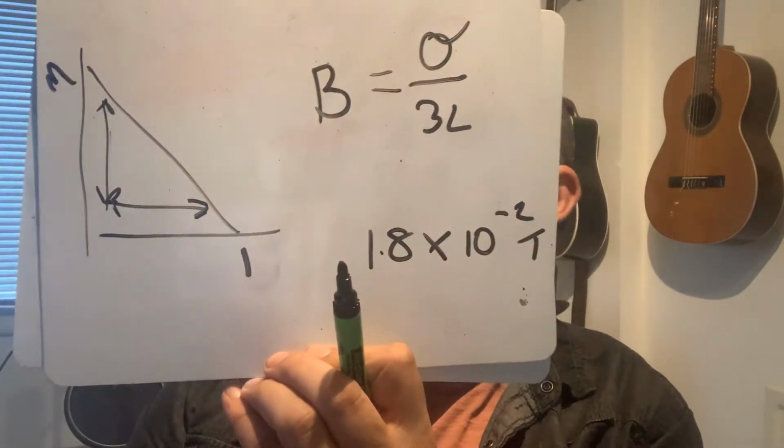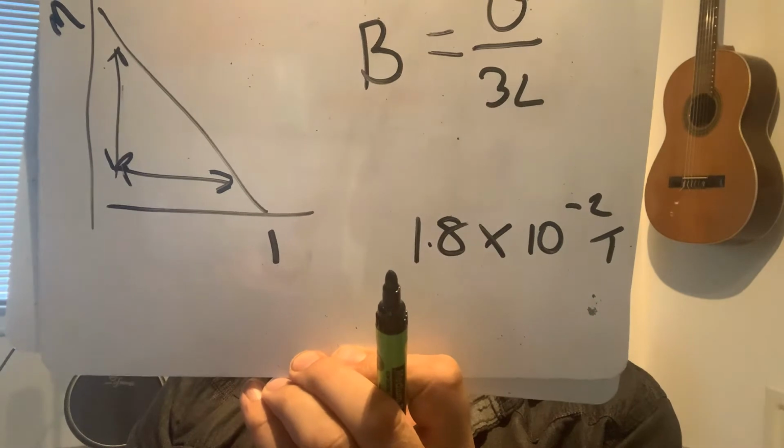A range was allowed here, because you're reading off a graph, so they usually do allow a range of answers. Anywhere between 1.76 times 10 to the minus 2 and 1.8 times 10 to the minus 2. Okay, 1.87 times 10 to the minus 2. So actually, just quickly in my head averaging those out, you're looking for an answer that is around 1.8 times 10 to the minus 2. Okay, so that's what you should be looking at there. So that's gradient divided by 3L.